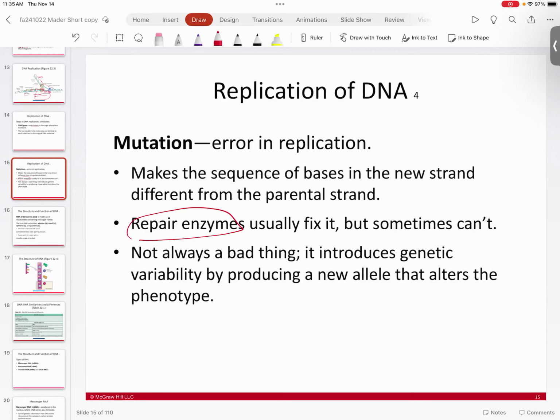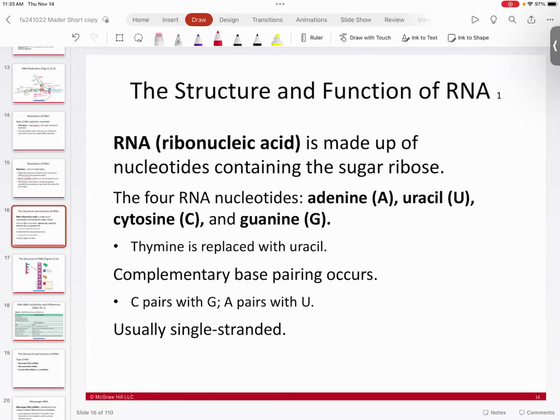So that's kind of an example where every now and then a mutation comes along that actually provides a bit of a benefit. So that's DNA, but there's another nucleic acid we want to talk about.